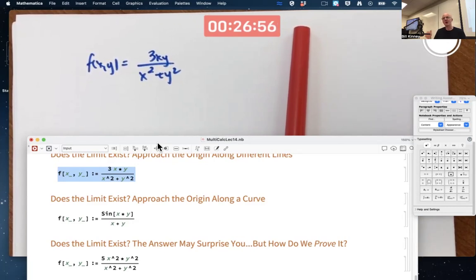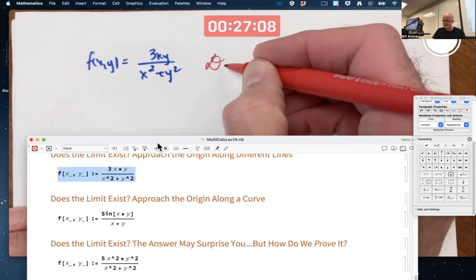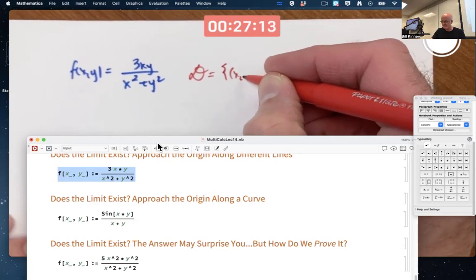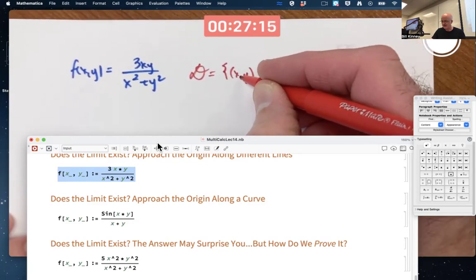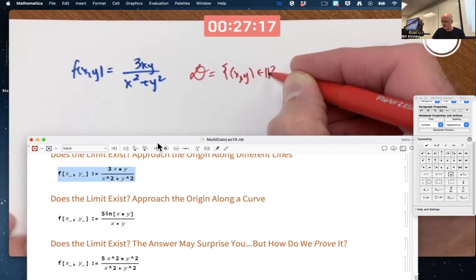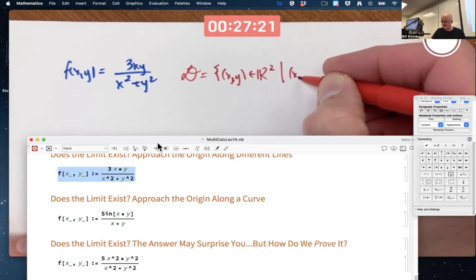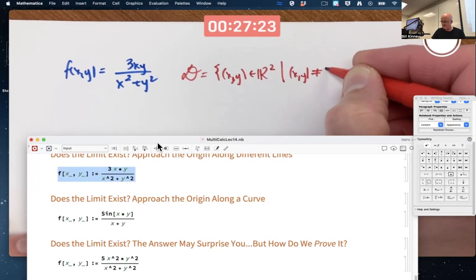And that's only going to occur at one point, the origin, because x squared plus y squared is always strictly positive, bigger than 0, if I'm not at the origin. So the domain D of this function consists of all points (x, y) in the plane R2 that are not the origin, such that (x, y) is not equal to (0, 0).